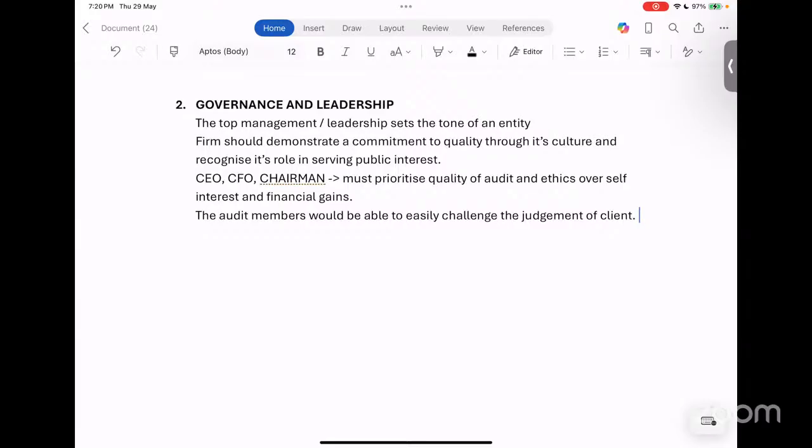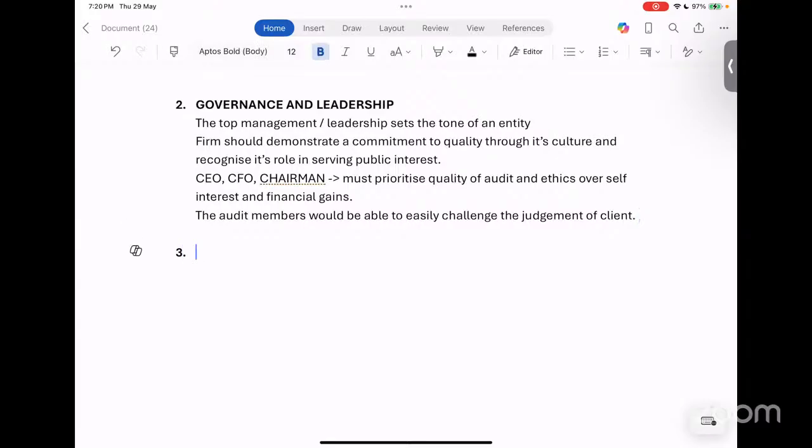So if the manager, the engagement partner, the tone at the top says that we don't care about the clients, we don't care how many people are offended by us, what we care about is quality, and if such a culture is set up, then even the smallest members of the audit team will be able to challenge the audit client. So that's what we are saying. Governance and leadership should be qualitative as well.